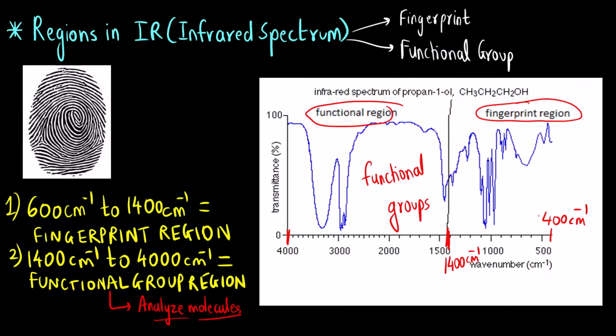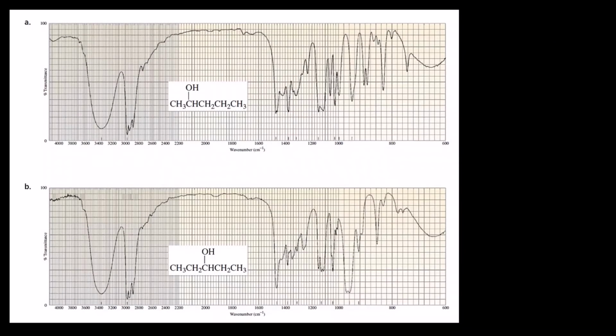So now there is one question. Suppose there are two molecules which have the same functional group, let's say alcohol. Will the complete infrared spectrum be the same? The answer is no.